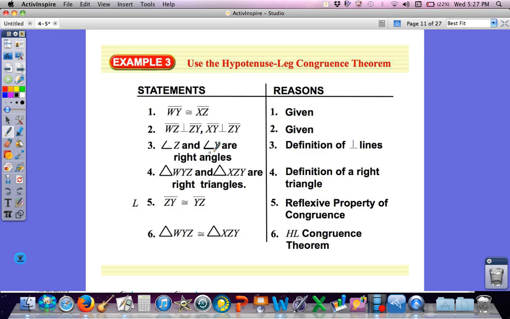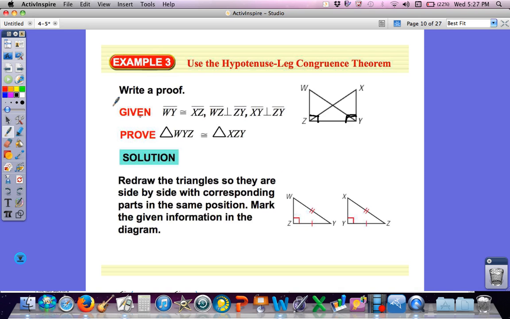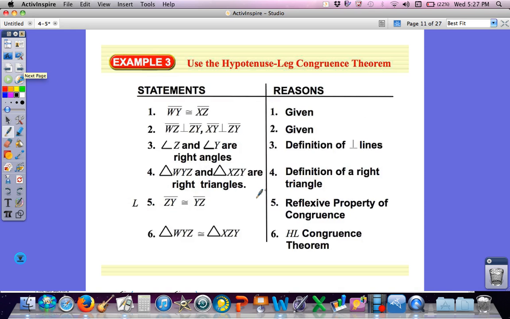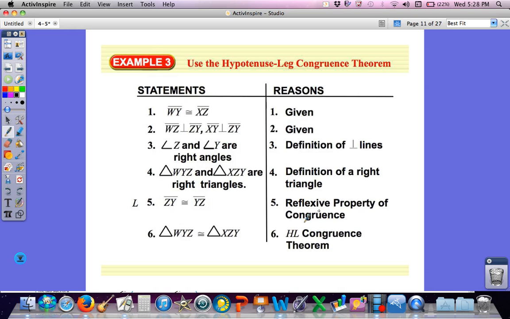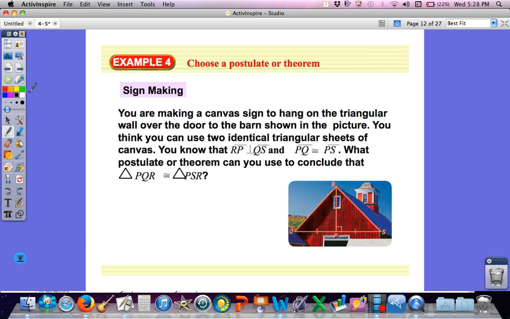So I said Z and Y are right angles. WYZ and XZY are right triangles. I can see that. That's the definition of a right triangle. I have the reflexive property. So once again, I proved these are congruent. Hypotenuses are congruent, the legs are congruent, and it's a right triangle, so it meets the qualifications for proving triangle congruence through the hypotenuse leg congruence theorem.